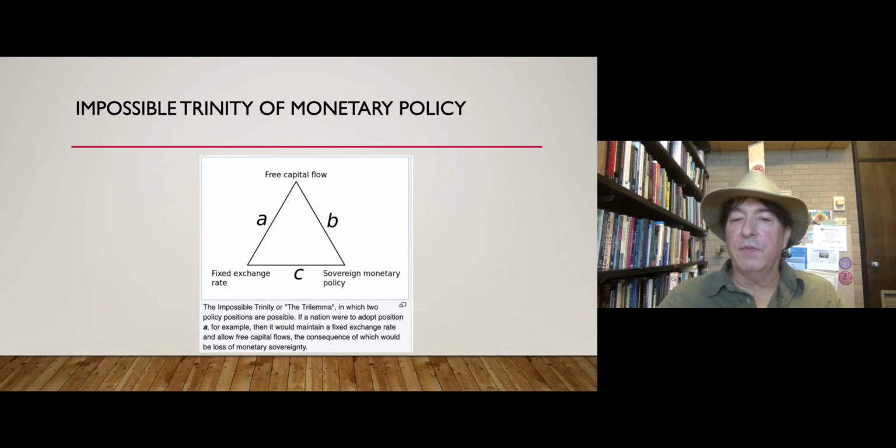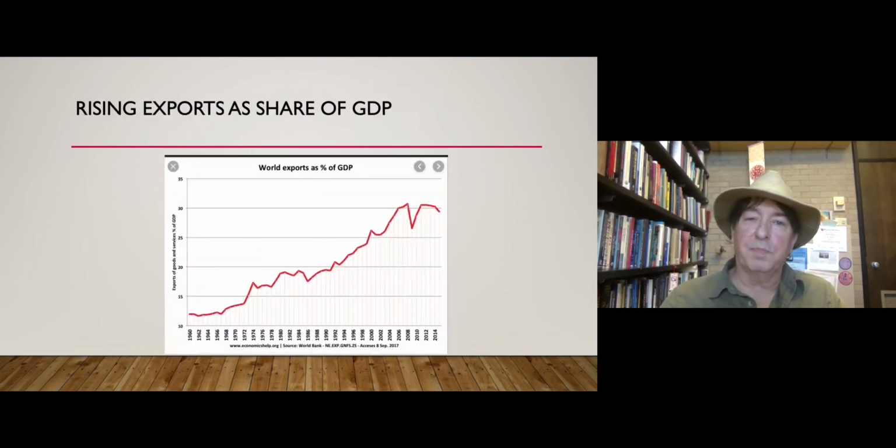He argued that if you allow free capital flow, it will undermine either fixed exchange rates or monetary management, and that would be a worse outcome. Now we can see that Keynes argued that trade in goods, as opposed to capital, was actually good, and we see here exports of goods and services as a percentage of global GDP rose from 1960 up to about a decade ago, when more recently it's flattened out.